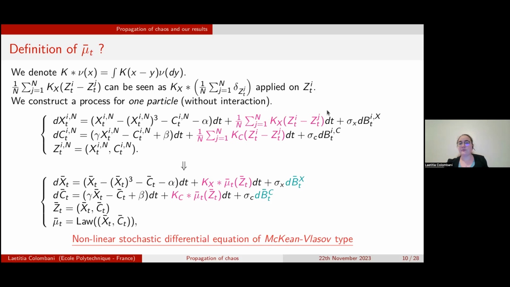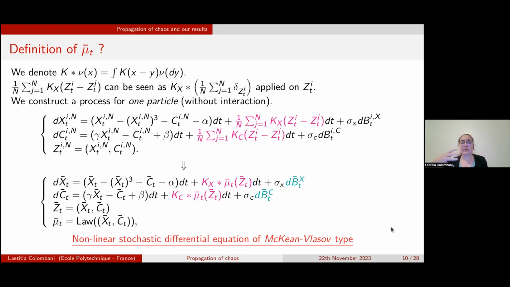So the first system is the same as before. And we obtain a new system for one particle, bar x and bar c, with the same drift. And the interaction is given by K_x convoluted with the self-measure of the process. So bar mu is the law of the couple bar x, bar c. And it's like a self-interaction, sort of. The mean field interaction on C will be given by the same idea. So we obtain a system for one particle, bar x and bar c, with the same drift, with some noise given by some different Brownian motions b, bar b, and some not really interaction, but convolution for the interaction.